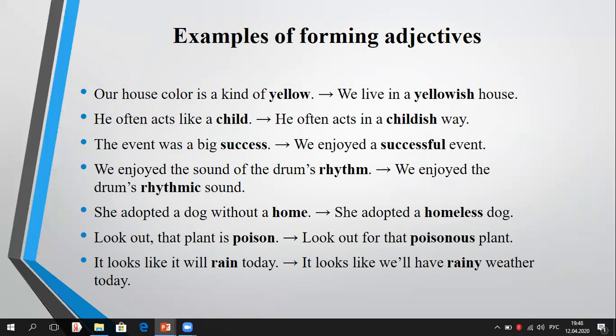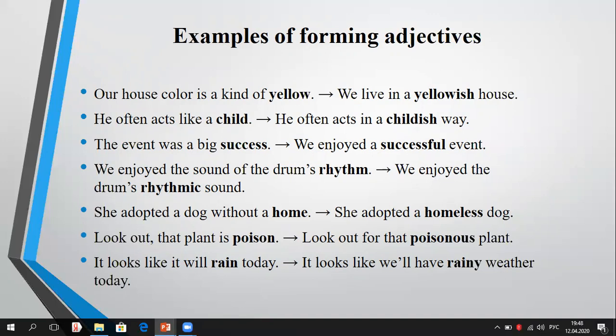Our house color is a kind of yellow. It means we live in a yellowish house. Next sentence. He often acts like a child. He often acts in a childish way. The event was a big success. We enjoyed a successful event. We enjoyed the sound of the drum's rhythm. We enjoyed the drum's rhythmic sound.